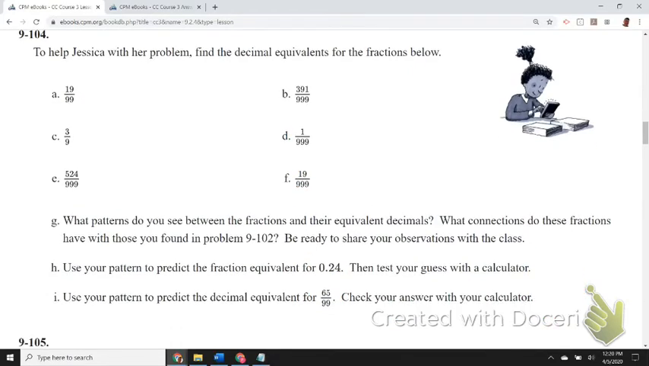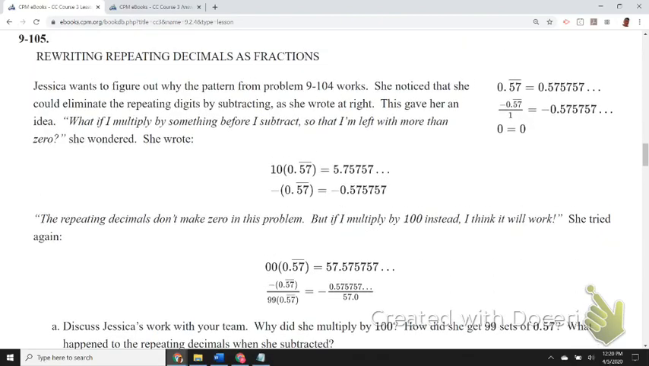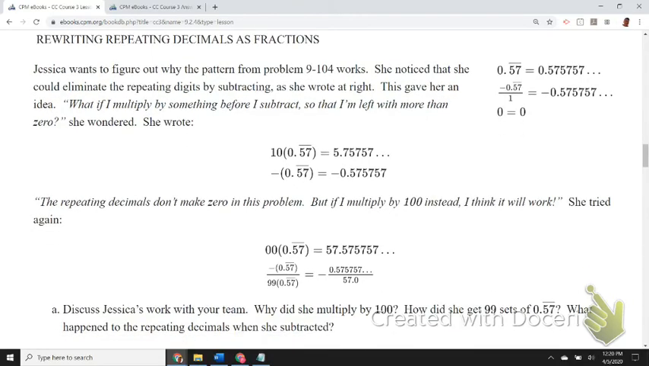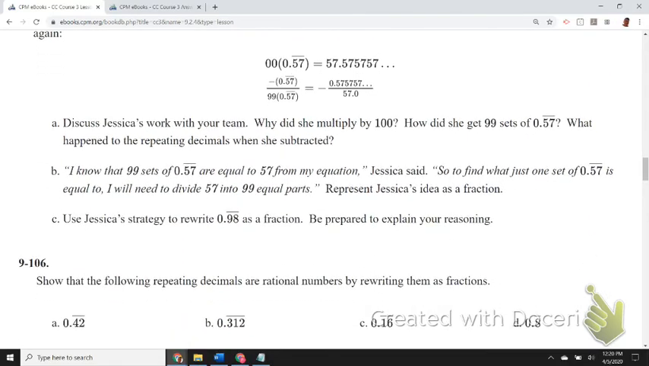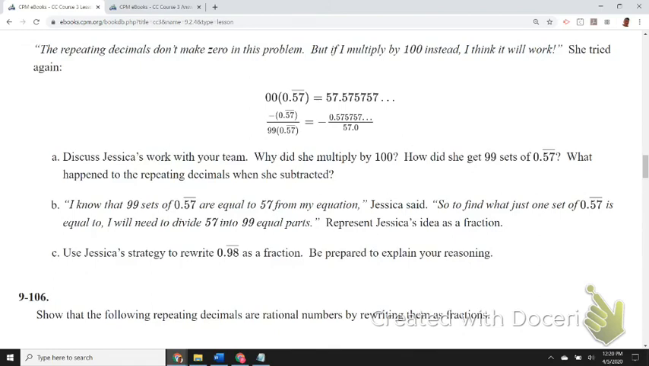All right, let's move on to 105. 105 is basically explaining how all of this works. So CPM wants you guys to talk with your group and have these meaningful discussions. And because it's a little bit different, it's going to be difficult for us to do that today. I'm just going to explain why this works for you. Okay, so instead of you having to have a conversation with yourself, we're going to explain using the example of 0.57 with a bar.